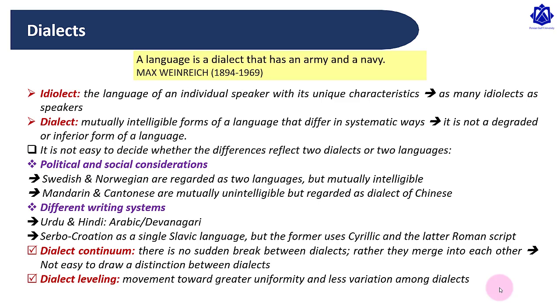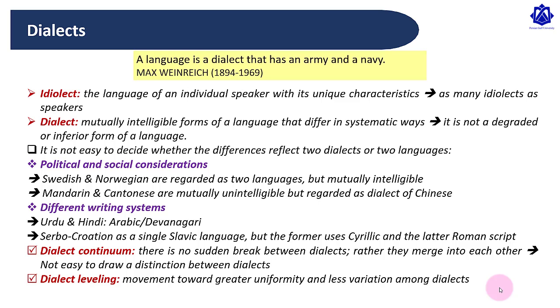How many idiolects do we have in a society? As many idiolects as the speakers that we have. If we have a community, a country with 1 million Persian speakers, for example, we have 1 million idiolects. So every person has an idiolect. The dialect of any individual is called idiolect.